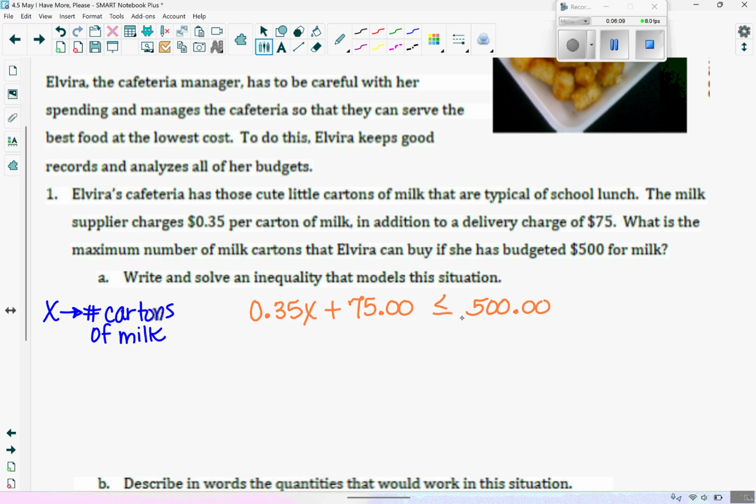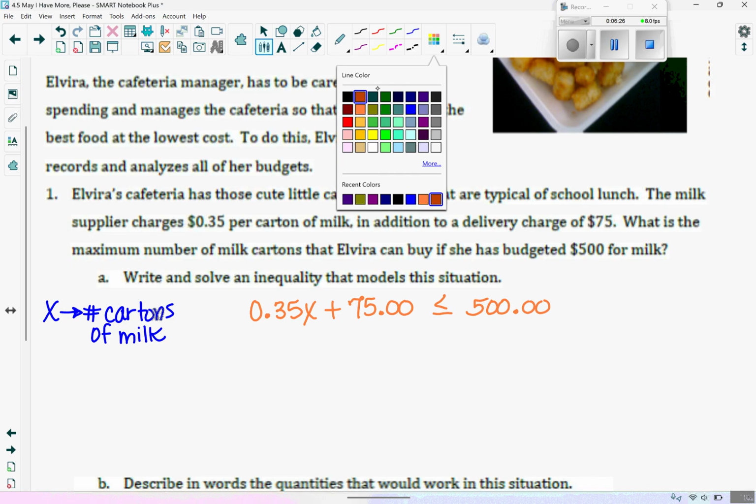You can spend less than $500 and you stay within your budget, or you can spend exactly $500 and stay within your budget. But you cannot go over. If you do greater than, that means you're going over $500. All right, I hope that's making sense. So I'm going to keep moving.